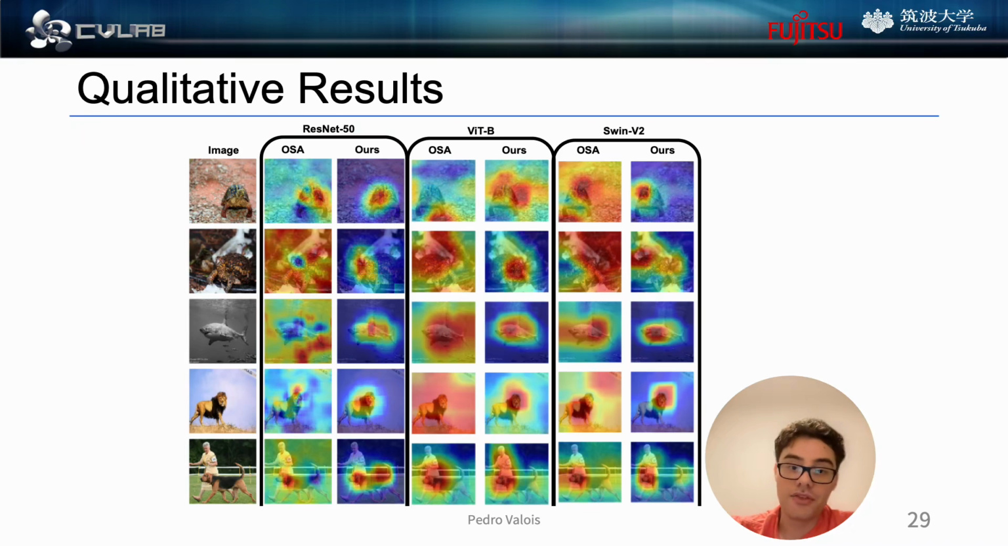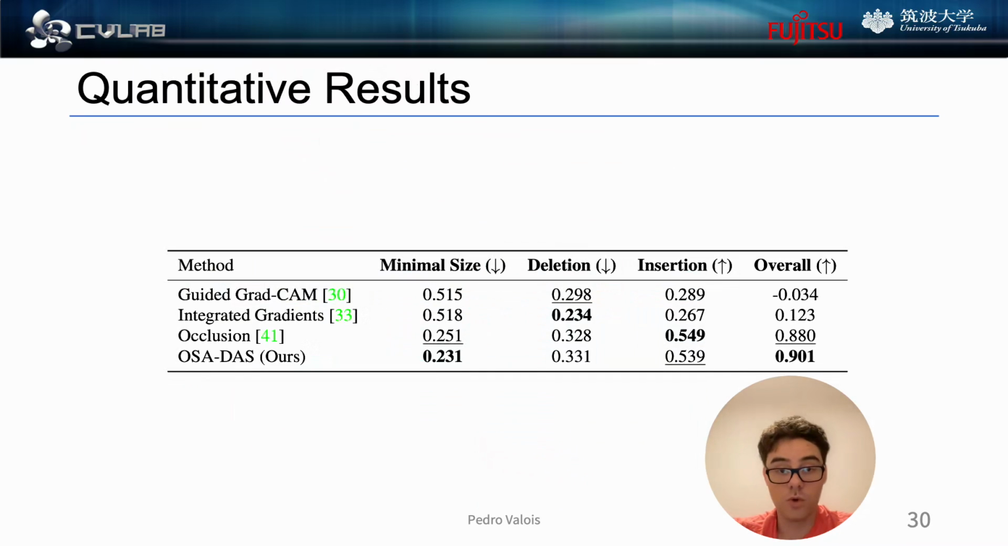We try our method on ImageNet 1000 with ResNet 50, Vision Transformer B, and Swin Transformers V2. Our qualitative results show that our explanations are more concise and also resistant to model misclassifications, surpassing regular OSA and other techniques. Furthermore, the quantitative results also confirm the overall performance of our technique among multiple metrics, including minimal size.